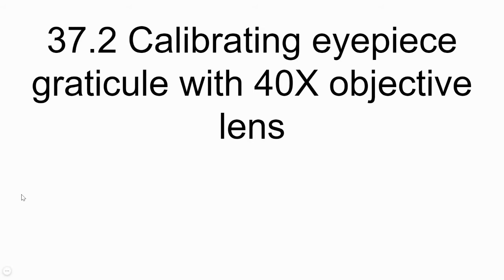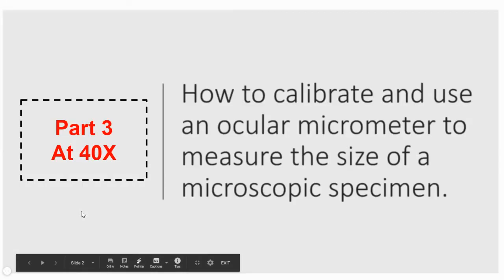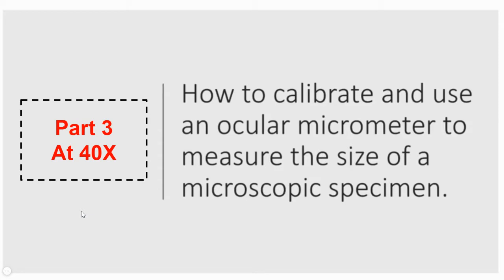That means you have to know the value of each division of your eyepiece graticule. Let's see how to do that. So this is our objective. Ocular micrometer means eyepiece graticule. We want to measure a specimen size at 40x magnification, but before we measure, we need to know the value of our eyepiece graticule's division.